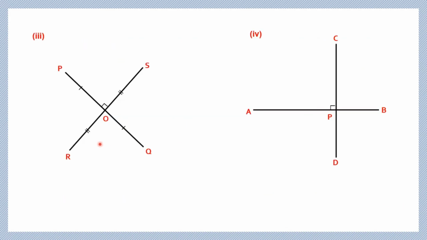Now here we have two more figures. Now look carefully and see. RS has been cut into two equal halves. PQ also has been cut into two equal halves and there's an angle of 90 degrees. That means both these lines are perpendicular bisectors of the other line. That means PQ has divided RS into two parts, so PQ is the perpendicular bisector. Now RS has passed through the midpoint of PQ, so that is also the perpendicular bisector. So here the answer is PQ and RS are both perpendicular bisectors of each other.